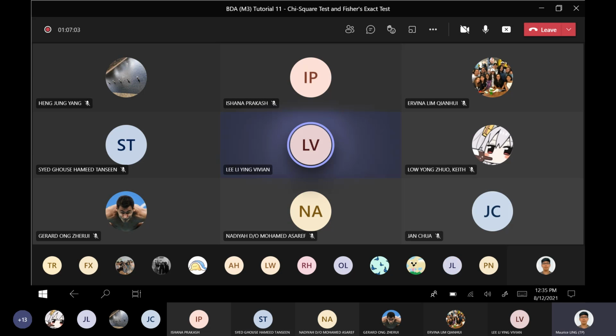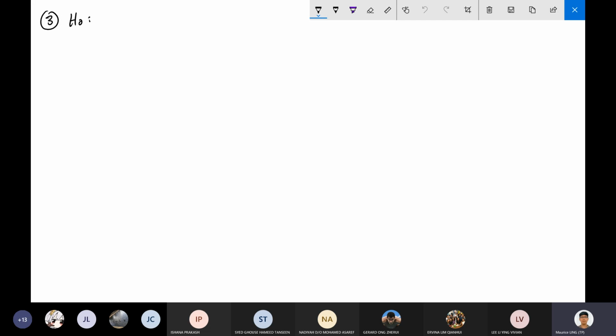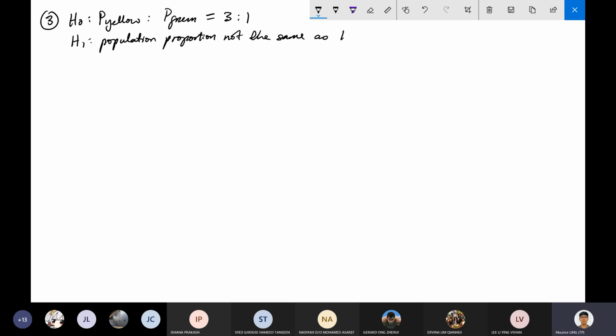Hello, who are you? Vivian. Yellow is 3/4, green is 1/4. Okay, the proportion of yellow to green is 3:1. So how about your alternate hypothesis? The population proportion is not the same as the null hypothesis. Yep, the population proportion is not the same as your null hypothesis.